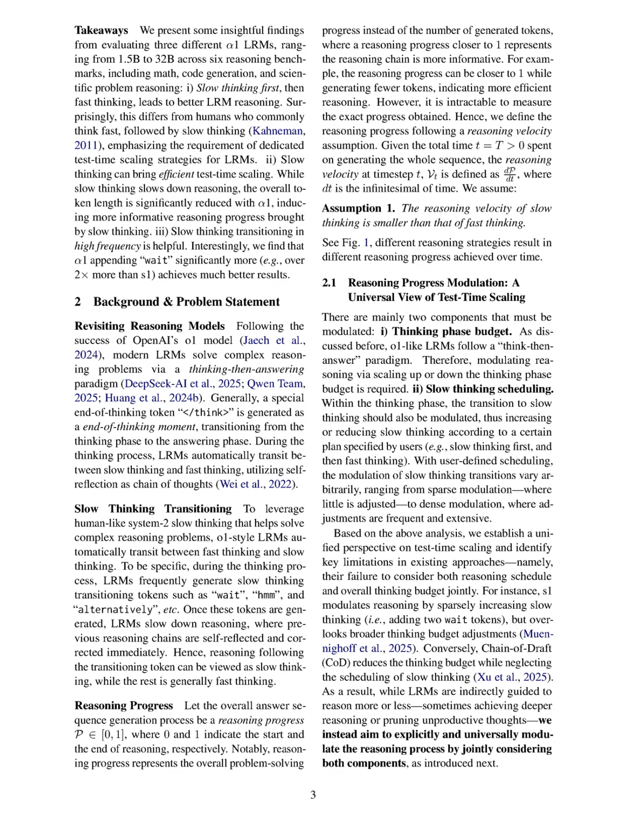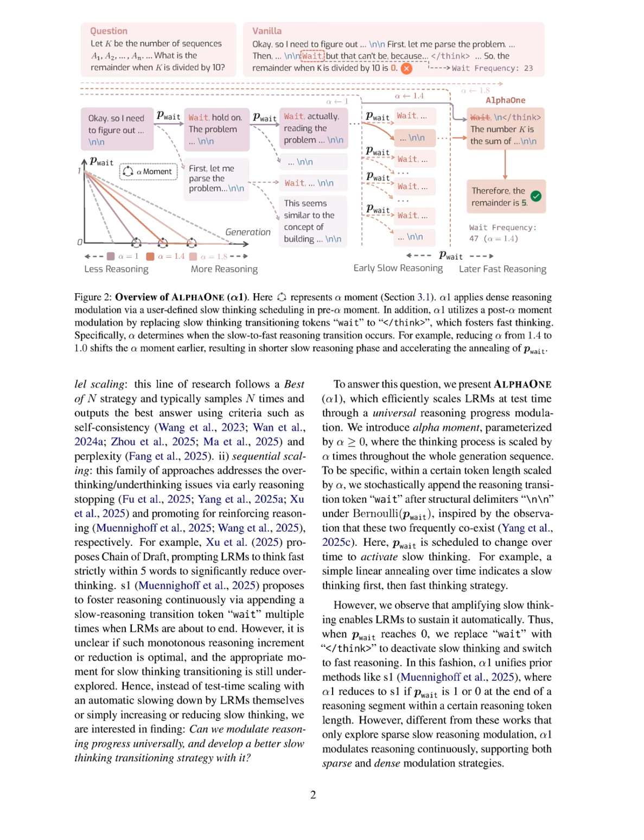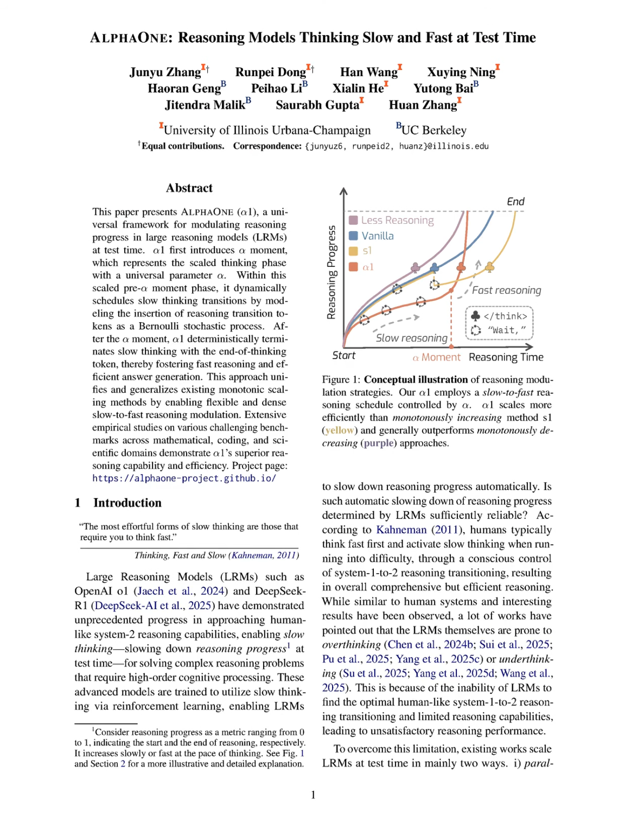ALPHAONE modulates reasoning transitions by utilizing a stochastic process to append the reasoning transition token wait at specific moments during the reasoning phase. For instance, it employs a Bernoulli distribution to determine the probability of appending wait after structural delimiters, with the probability, p_wait, changing over time according to a user-defined scheduling function, such as linear annealing. This means that initially, the model may append wait frequently to encourage slow thinking, and as reasoning progresses, the frequency decreases, allowing for a transition to fast thinking.